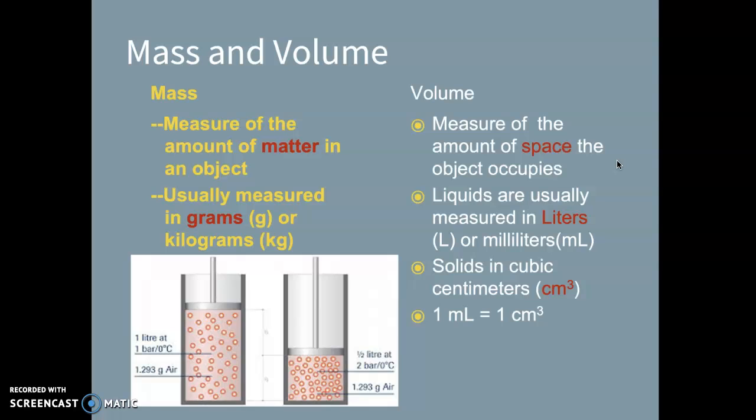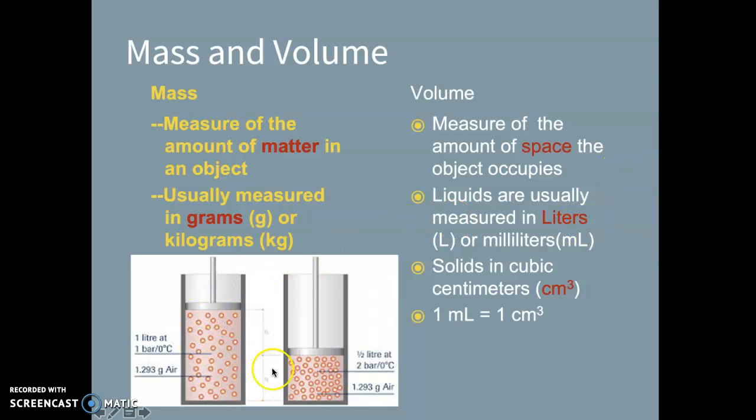So mass is the amount of matter or stuff there is, and that's usually measured in grams. And volume is the amount of space that it takes up. Liquids are measured in liters. We would say gases are also measured in liters. And solids are usually measured in cubic centimeters. So like length times width times height. One thing to note is that 1 milliliter of water or 1 milliliter of something is the same volume as 1 cubic centimeter. Those two things are equal.